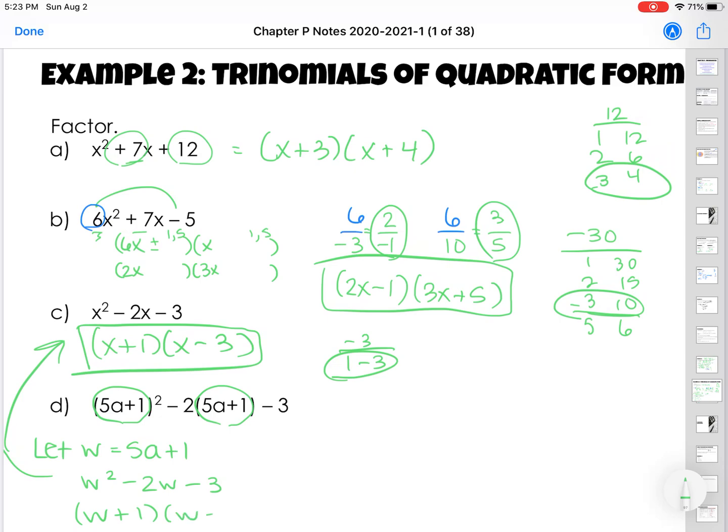That would have been w plus 1, w minus 3, and now I can replace w with what I let it be in the beginning. So that would be 5a plus 1 times 5a plus 1 minus 3, and then I simplify. So 5a plus 2, and 5a minus 2. I could multiply all of this out and then factor, and there's nothing wrong with this, but that would take a lot longer.